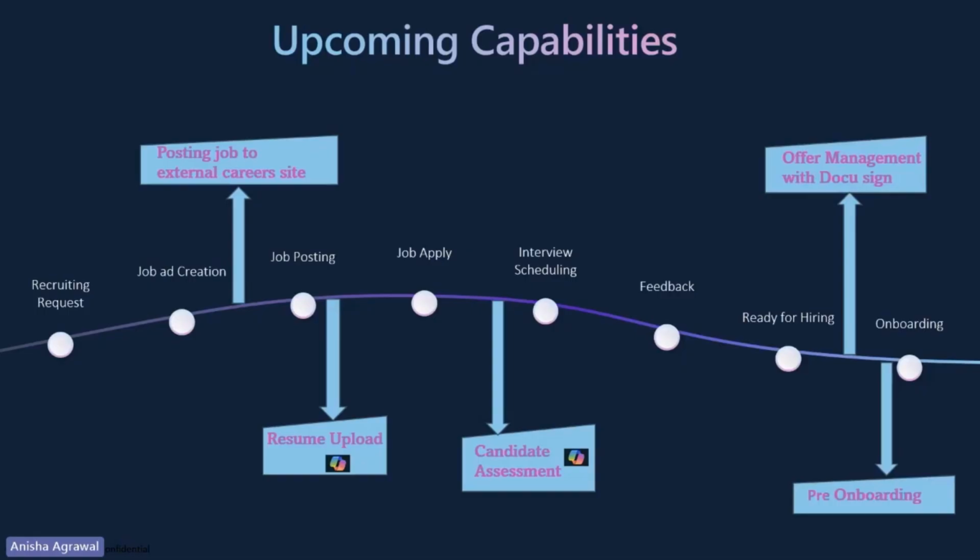Now, the next capability we are working on is pre-onboarding. This is also one of the features which is required before onboarding, which includes background verification and essential information which is required before onboarding starts. So these are the capabilities which we are currently working on. And then from here, I will hand it over to Priyanka.